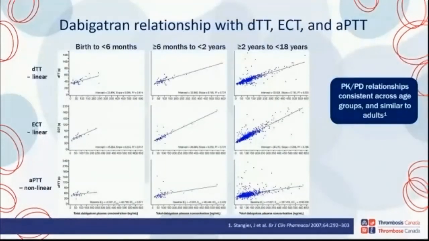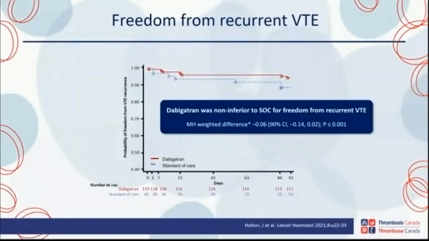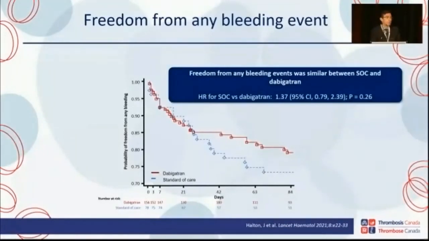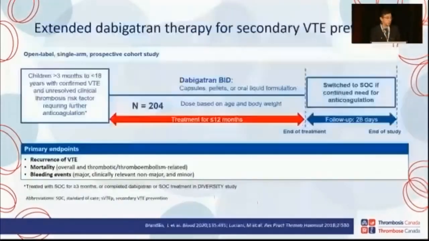Dabigatran's relationship to diluted thrombin time and ecarin clotting time was linear throughout all age groups, particularly in adolescents, whereas the relationship with APTT was nonlinear, including in adolescents. I had already mentioned, or maybe not, the freedom from recurrence of VTE: 96% for dabigatran and 92% for standard of care. For any bleeding, 20% treated on the dabigatran arm had any type of bleeding, with 2% major bleeding, versus 24% for standard of care.